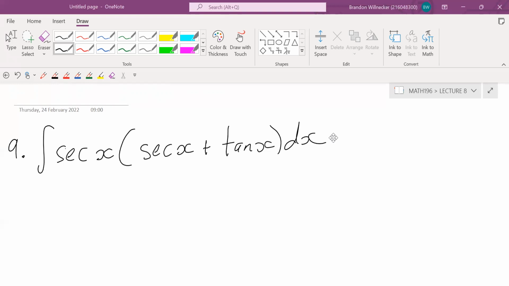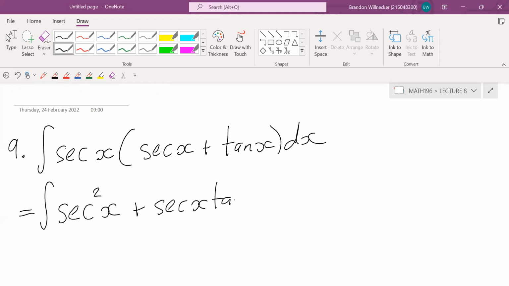But remember what I said, if you're in doubt with what you need to do, try and multiply everything out so that at least you can work with individual terms, because the whole might be complicated, but each individual term might be easier to solve. So let's see if that principle works here. So this will be the integral of sec squared x, okay, that's looking promising, plus sec x tan x dx.